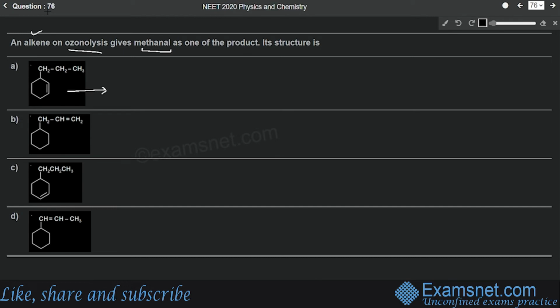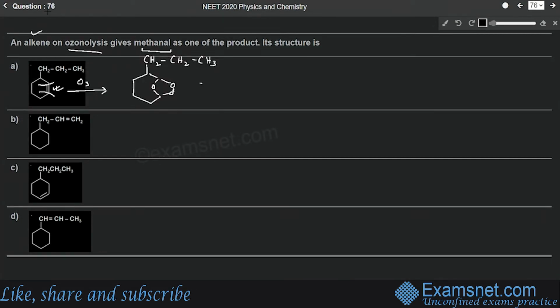Suppose this molecule reacts with ozone, that means O3. Then what will happen? The affected position will be the position where the double bond is present. So this bond will be broken on both sides. First an intermediate will be formed like this: one oxygen this side and then two oxygens this side. So all three oxygen atoms are attached and the side chain will remain unaffected. CH2, CH2, CH3 will be there.